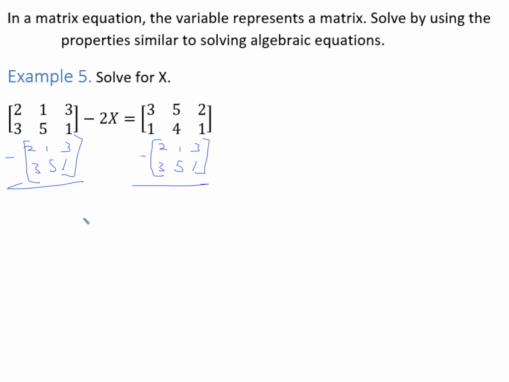So we still have negative 2x equals 3 minus 2 is 1, 5 minus 1 is 4, 2 minus 3 is negative 1, 1 minus 3, negative 2, 4 minus 5 is negative 1, and 1 minus 1 is 0.